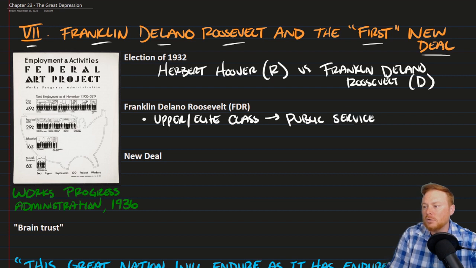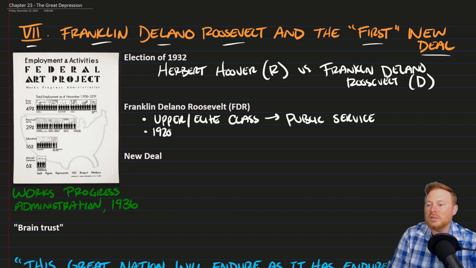came from a very wealthy background, but was in the career business of public service. Instead of going into private industry and making billions of dollars or inheriting all the money from the family, Roosevelt decided to go into public service. He was Assistant Secretary of the Navy. He was Governor of New York.